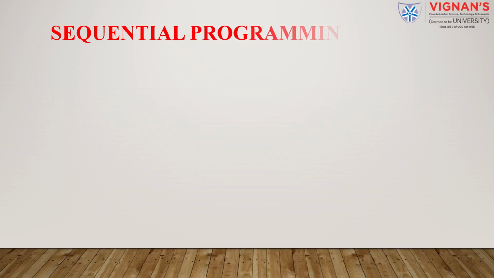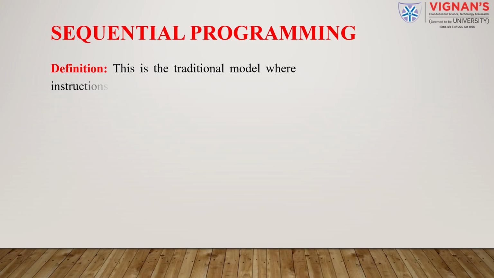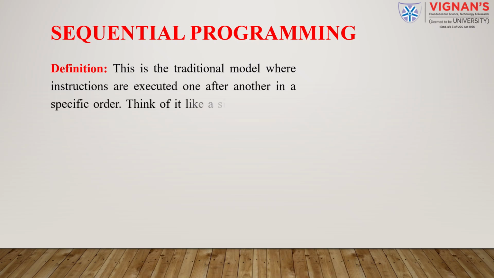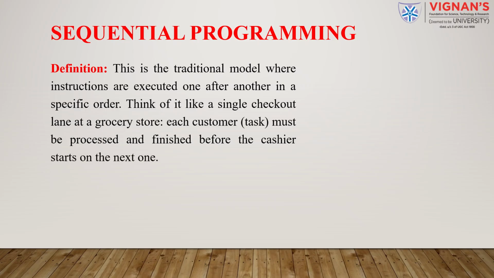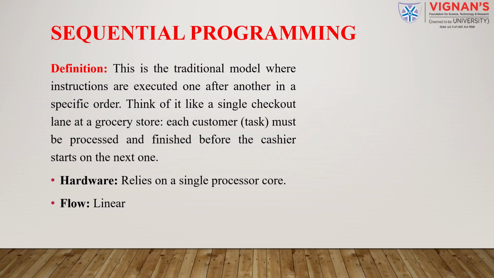Let's start with the traditional model, sequential programming. By definition, this is a model where instructions are executed one after another in a specific, rigid order. To understand this, think of a single checkout lane at a grocery store. Even if there are 10 customers, the cashier can only process one person at a time. The second customer cannot be served until the first one is completely finished. In terms of hardware, this relies on a single processor core, and the flow of execution is strictly linear.